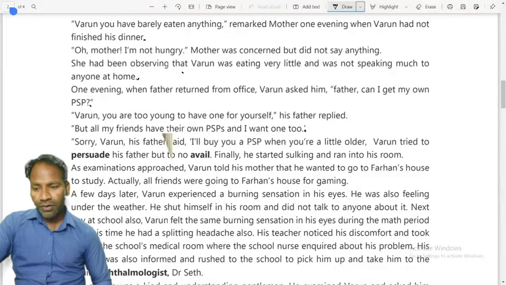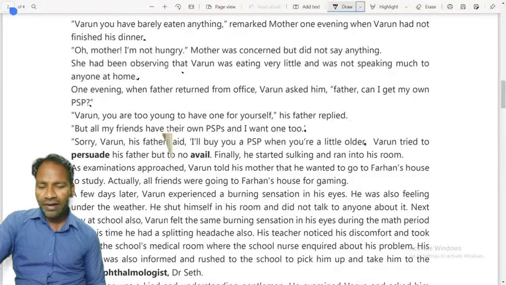Father denied. He said, "Sorry, Varun. I'll buy you a PSP when you are a little older. I will buy it for you, but it is not the right time. When I find a suitable time, then I'll give it to you. But now this is not the right time." Varun tried to convince his father, "Father, please, please." But father simply refused his demand and said no.